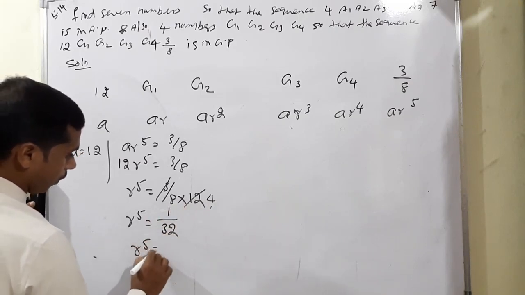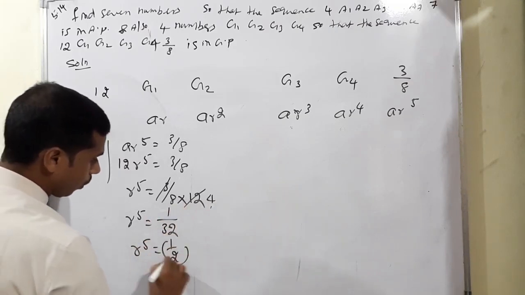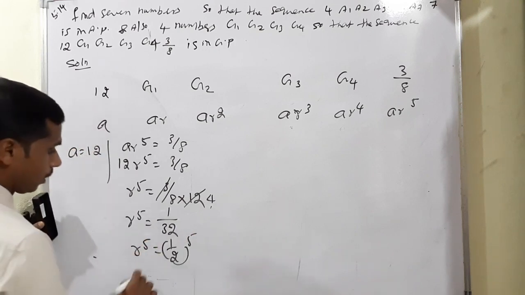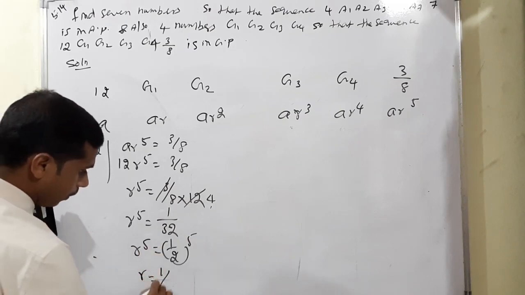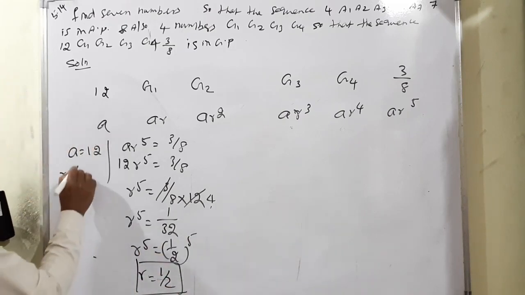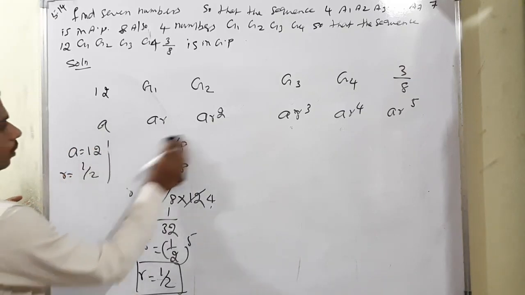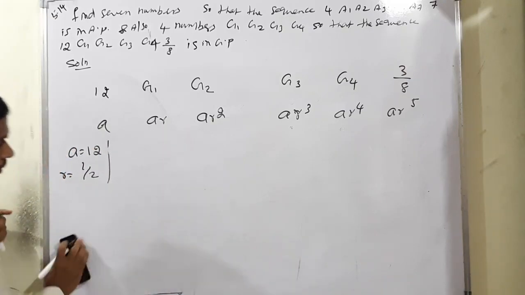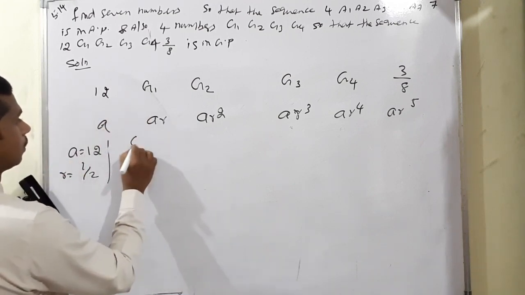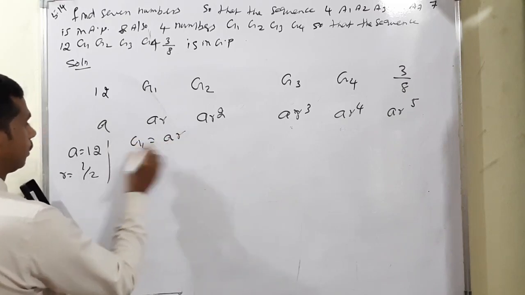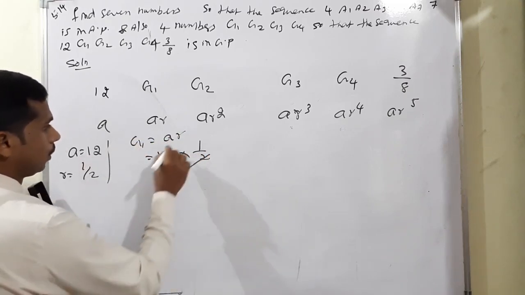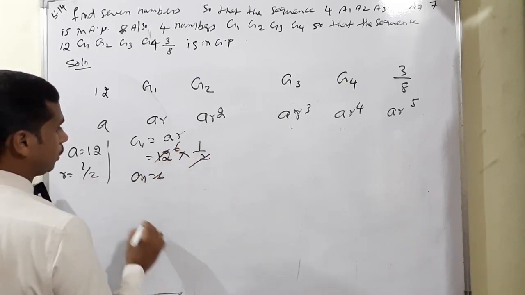Now, r power 5 means we can write 1 by 2 the whole power 5. 1 power 5 means 1, 2 power 5 means 32. So, the power 5 I can neglect, so r value is 1 by 2. After getting A and R, R is equal to what we found, 1 by 2. So now we can apply the G1 term. G1 means AR, isn't it? So G1 is equal to AR. A is equal to 12 into 1 by 2. Value 6. So G1 is equal to 6.